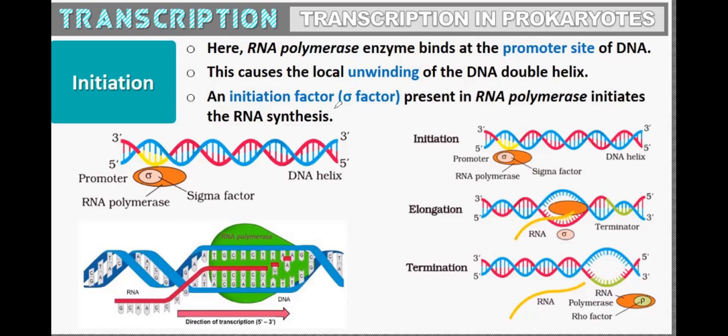An initiation factor present in RNA polymerase initiates the RNA synthesis. So there is one factor called sigma factor. It is present in RNA polymerase to initiate the RNA synthesis. So in this way, the initiation will start.